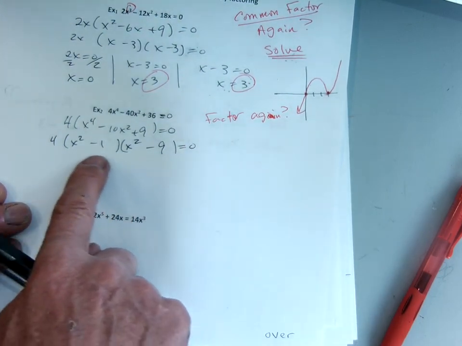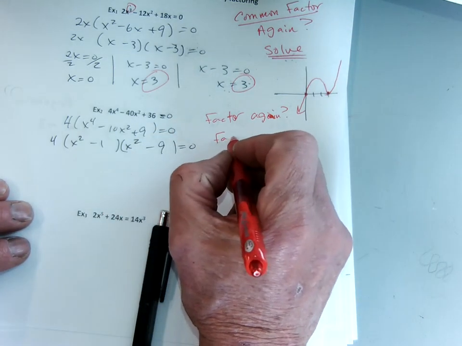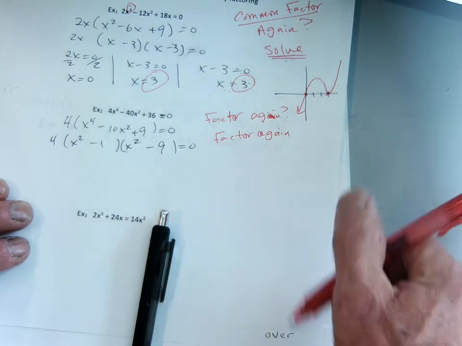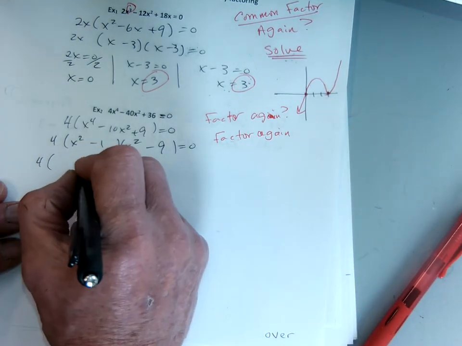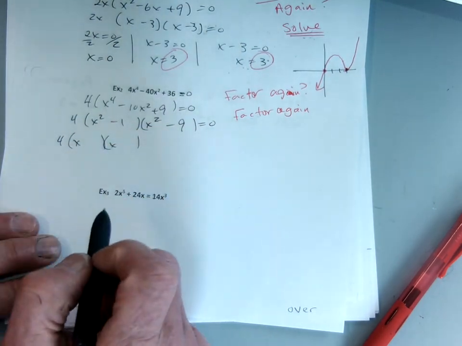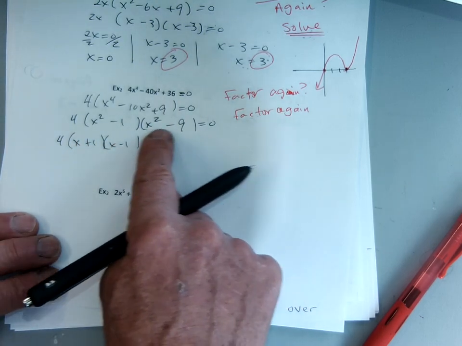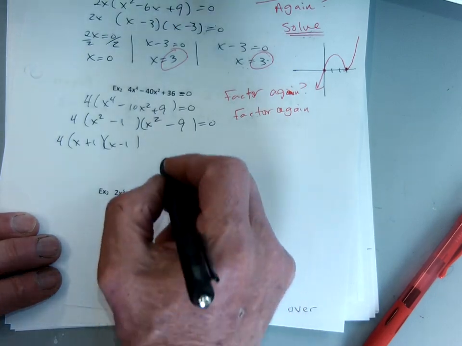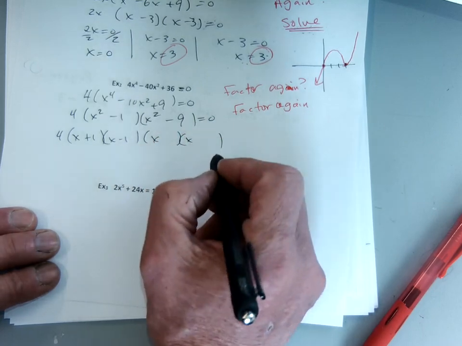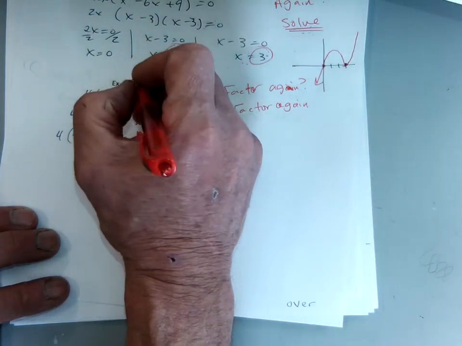These two can be factored again. I'm going to factor again. So I'm going to go x times x makes x squared, plus 1 minus 1. And I'll do the same thing over here. I'll go x and x, and I'll do a plus 3 and a minus 3. Now I should have 4 answers, and I'm going to get 4 answers.